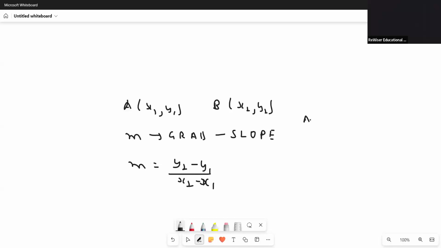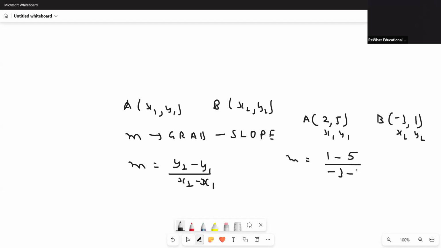So for an example, if I have A as 2, 5, and if I have B as minus 3, 1, now this is my x1 comma y1 and that's my x2 and y2. If I have to get the gradient, according to the formula y2 minus y1, that means 1 minus 5 divided by x2 minus x1. So I got minus 4 divided by minus 5. Minus gets cancelled. So the slope of my line is 4 by 5. So that's the gradient of the given line.